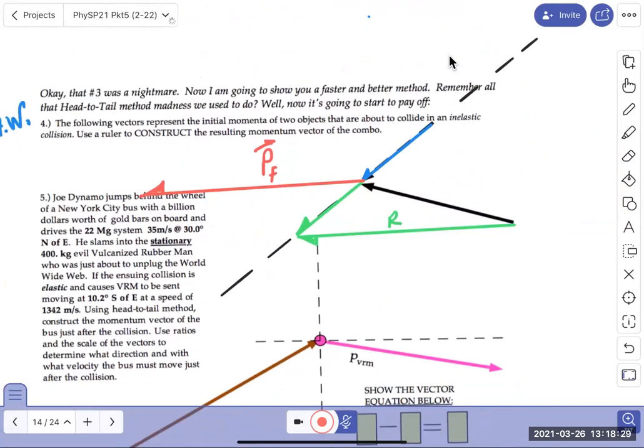We drew some ghosts. This is an inelastic collision. I drew a green ghost, and then I drew the resultant ghost, and then I redrew the resultant where it really occurs, the actual momentum vector, and that's the red one. So that's what we've done, and I forgot to record it. Now we're back to business here.